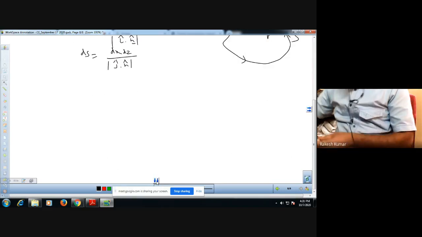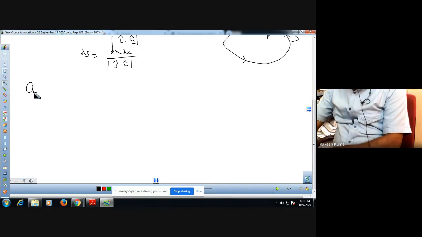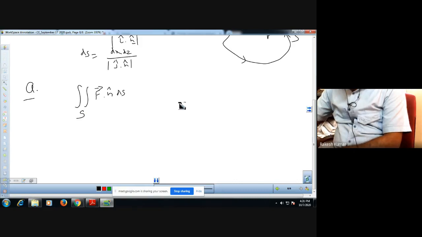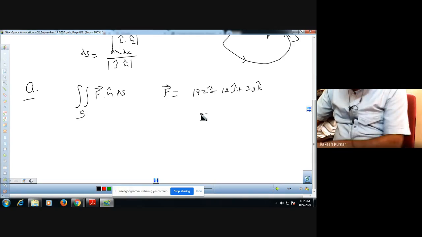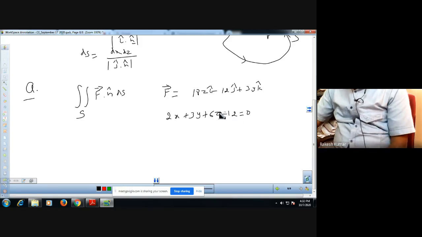So let us do a question. It is a very important question of surface integral. Evaluate the surface integral, that is, a double integral over the surface S, where the vector F is given to us as 18z i cap minus 12j cap plus 3y k cap. This is the vector F, and S is the surface of the plane 2x plus 3y plus 6z minus 12 equal to 0 in the first octant.